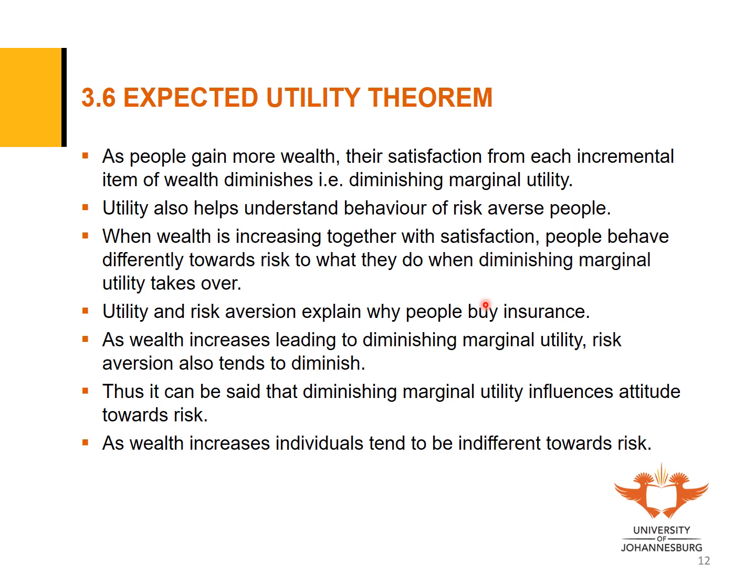So it can be said that the diminishing marginal utility influences the attitude towards risk. Right. So as wealth increases, individuals tend to be indifferent towards risk. We use the example of purchasing insurance for a car. If you don't have much funds to replace the car, then you're going to make sure 100% that you have insurance on the car. However, if you have a large sum of money sitting in your bank account, you may choose to not purchase insurance because should something go wrong, you have the funds there to replace the vehicle. Right? So that's how you can see the diminishing marginal utility influences the attitude to risk.